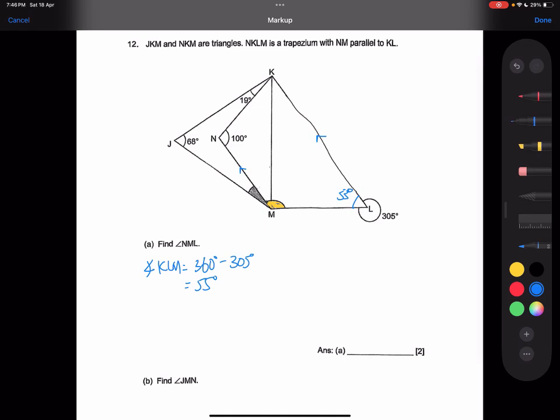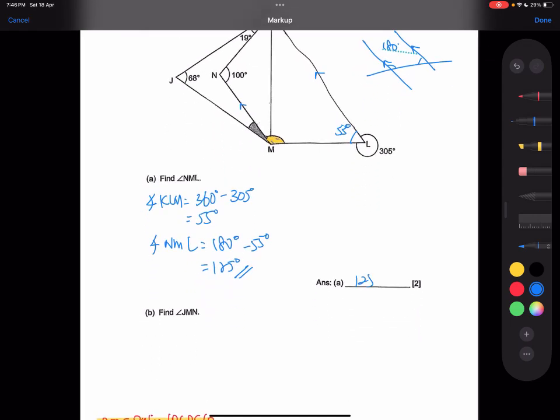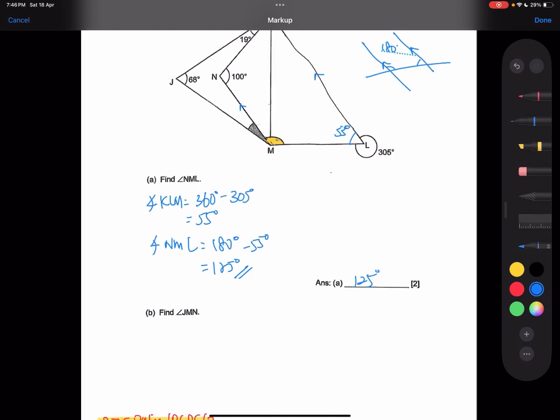Now remember that when you have two parallel lines and a line that cuts across, the sum of the two angles inside add up to 180. Okay, so given that NM is parallel to KL, it means that angle NML is 180 degrees minus 55. That gives us 125 degrees. Okay, our answer for part A is 125 degrees. So this is 125.